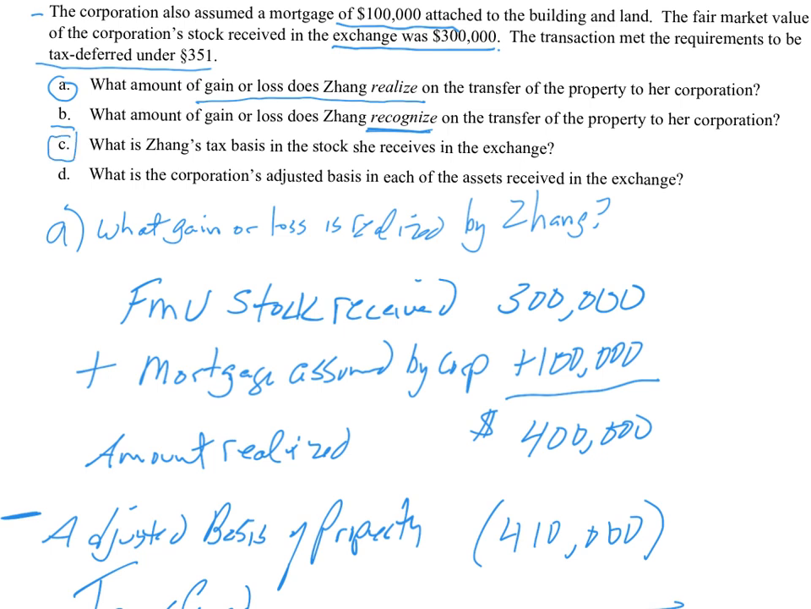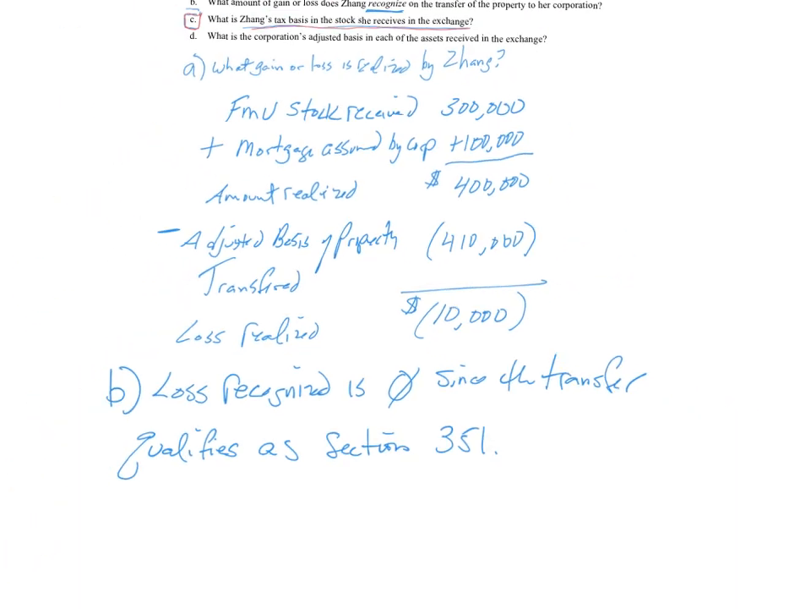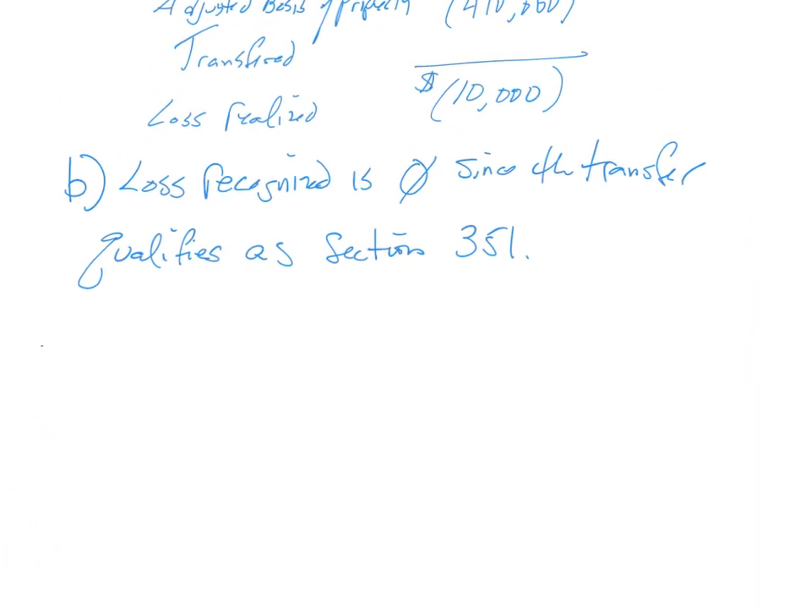So right now, let's look at C, okay? So C is asking about Zhang's tax basis in the stock she receives, okay? So I'm going to switch colors for that, all right? And so part C is, what is the tax basis in the stock she receives? So we'll scroll down.